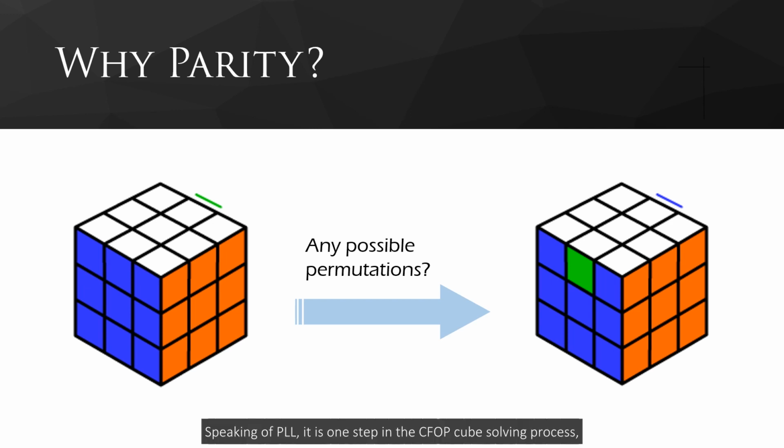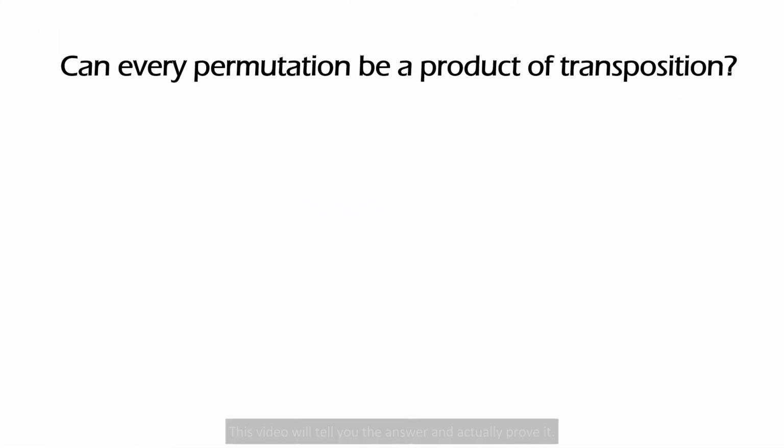And speaking of PLL, it's one of the steps in the CFOP cube solving process, and it basically puts all the cubies in the highest layer into the right positions just by one formula for each case. But anyway, I cannot find certain movements of the layer to accomplish this clever switch. This video will tell you the answer and actually prove it.